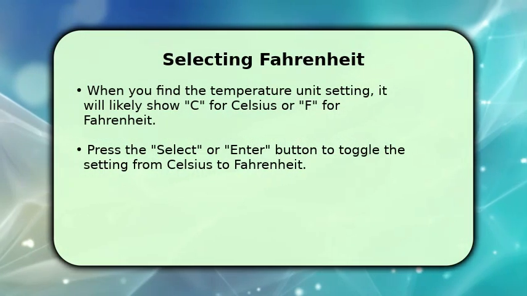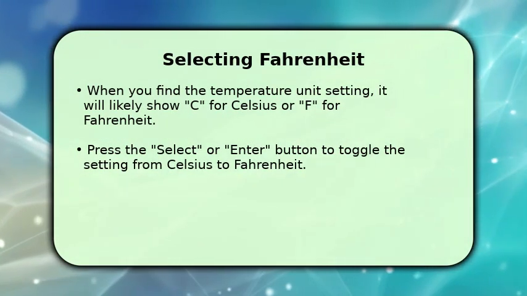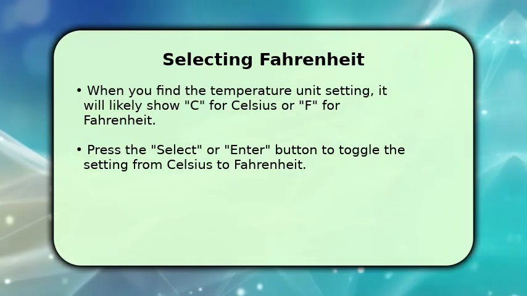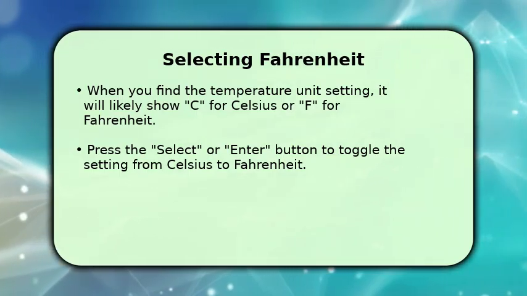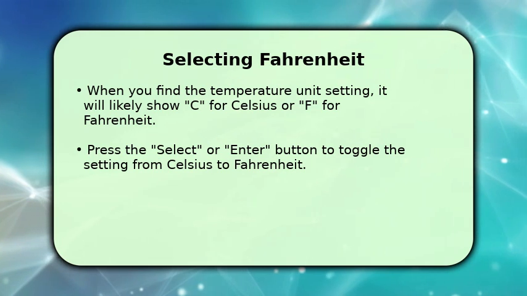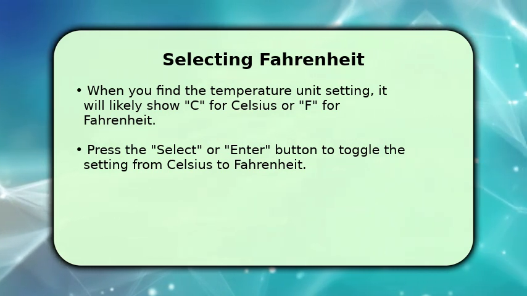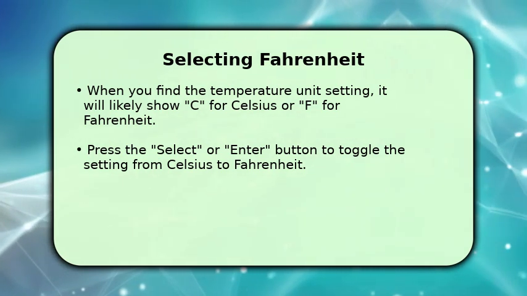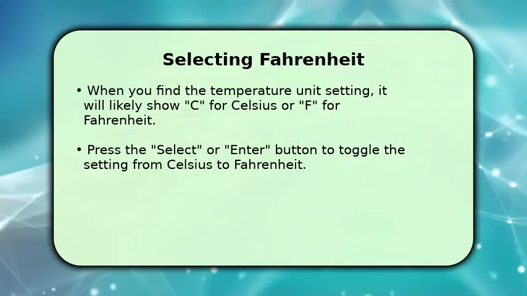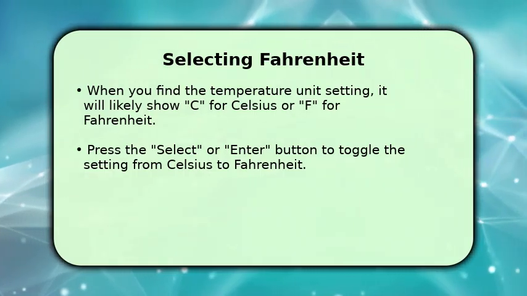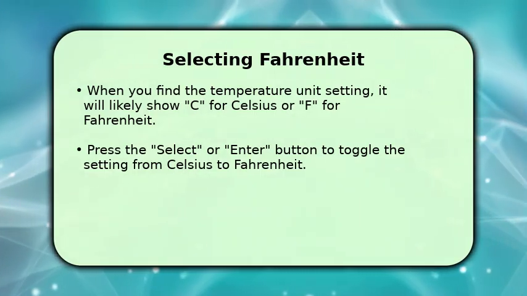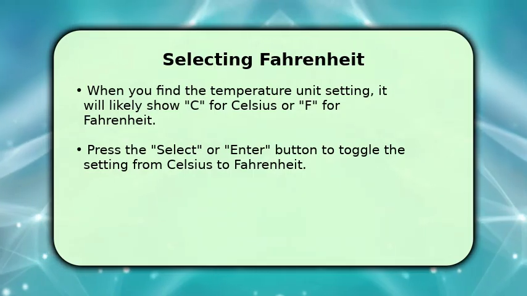Once you've located the temperature unit setting, you'll typically see the current selection, which will be Celsius. To change this, press the Select or Enter button. Each press should toggle between Celsius and Fahrenheit. Make sure the display now shows F for Fahrenheit. This is the crucial step where you tell your thermostat to display temperatures in your desired scale.